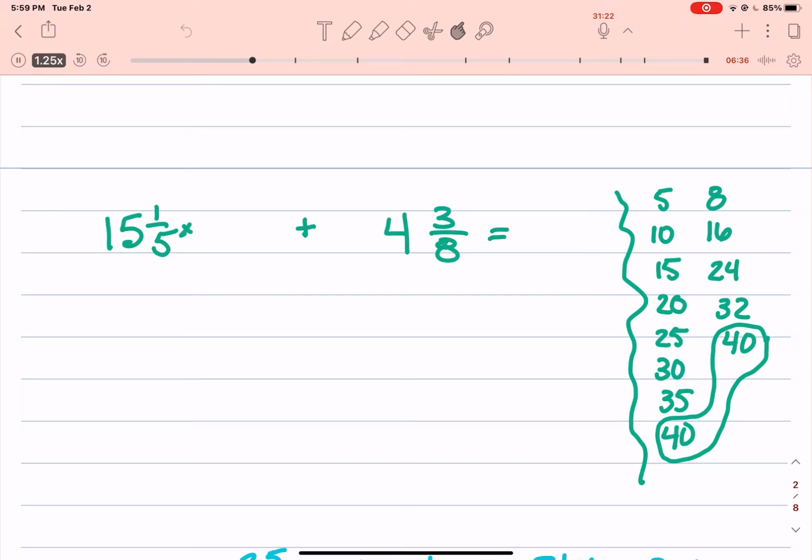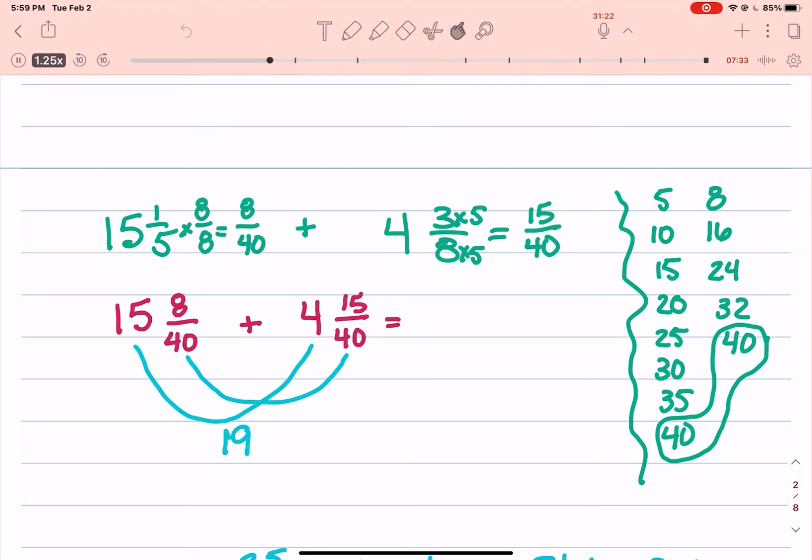So 5 times 8 equals 40. Plus 15/40 becomes 23/40. So our answer is 19 and 23/40 for this one. Let's see if Dwayne gets the same answer.